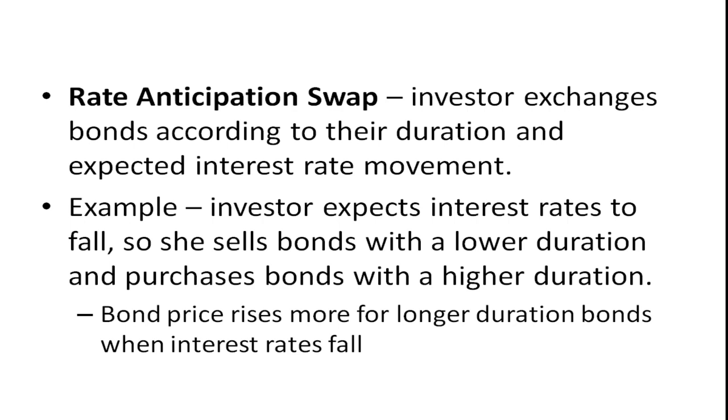Why? Because we know that when interest rates fall, bond prices go up, and they go up more for higher duration bonds. Likewise, if she expected interest rates to rise, she would swap out her higher duration bonds for lower duration bonds. So when prices fell, they wouldn't fall quite as much.